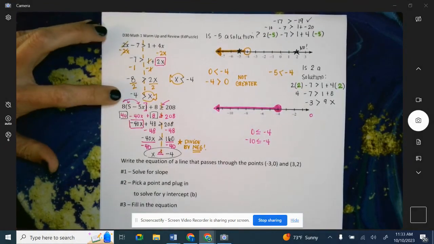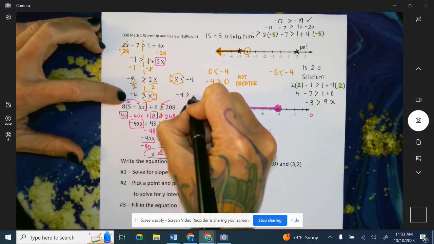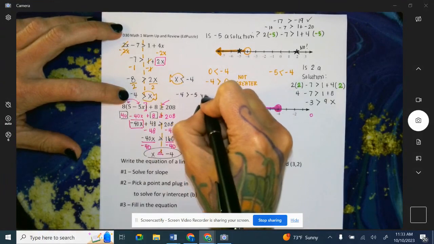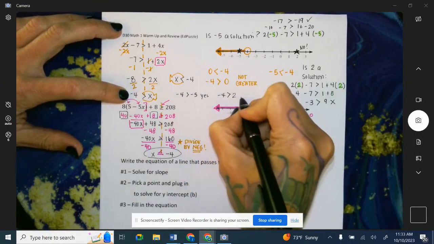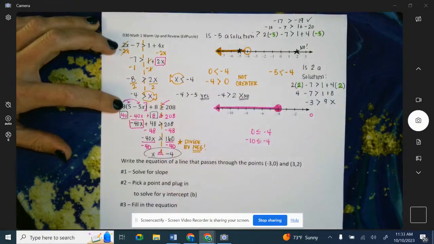Also, if you solve it, is -4 greater than a -5? Yes. Is -4 greater than a +2? No. So that means not a solution. Yes means yes, a solution.